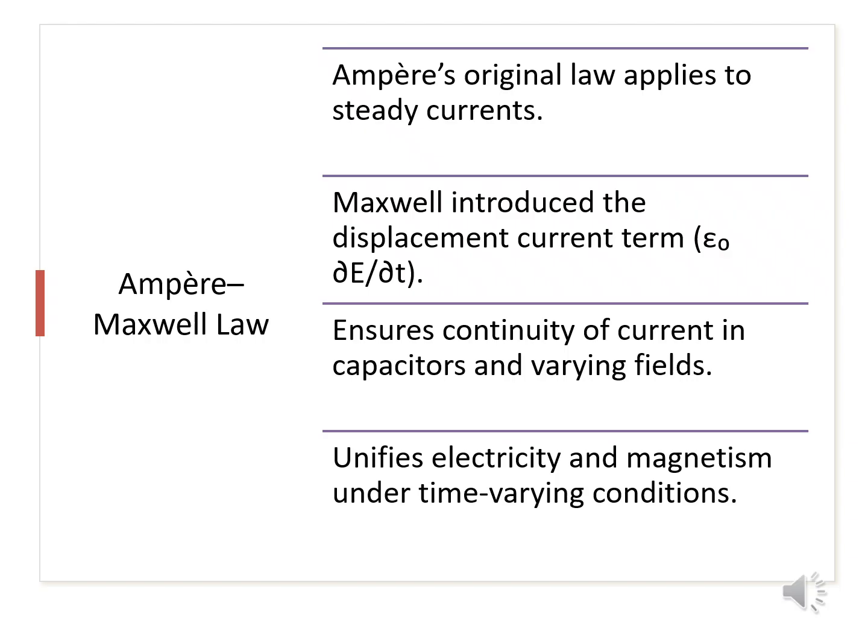Ampere-Maxwell law. Ampere's original law applies to steady currents. But later, Maxwell introduced the displacement current term into the equation. This modification enables us to explain the continuity of current in capacitors and time-varying fields. Furthermore, it unifies electricity and magnetism under time-varying conditions.